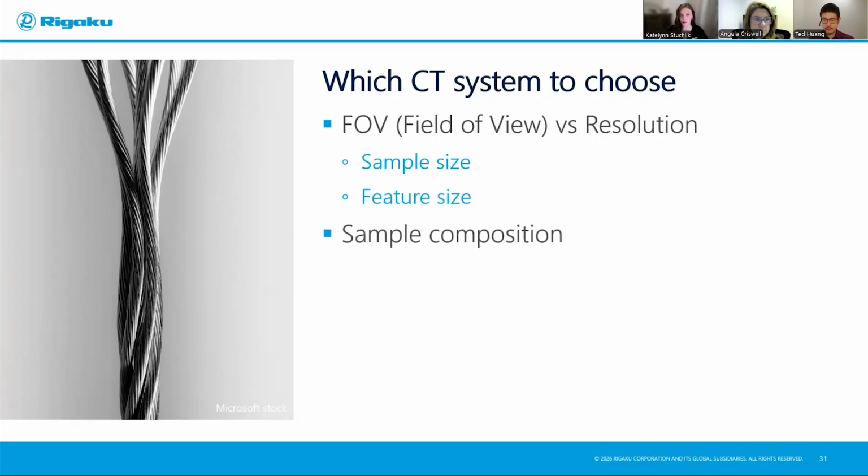And then the next thing is sample composition, because it's an X-ray technique. So what's your sample made out of also matters. So is your sample made out of a higher or lower Z material, or is your sample denser or less dense? Those will also play into the factor of choosing a CT system.